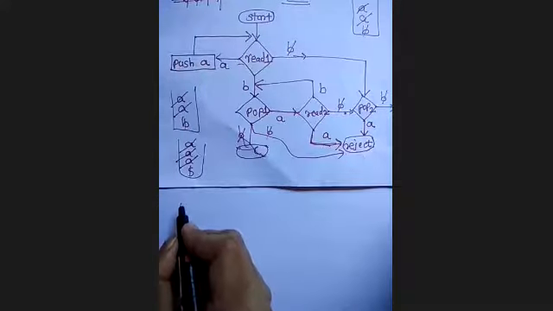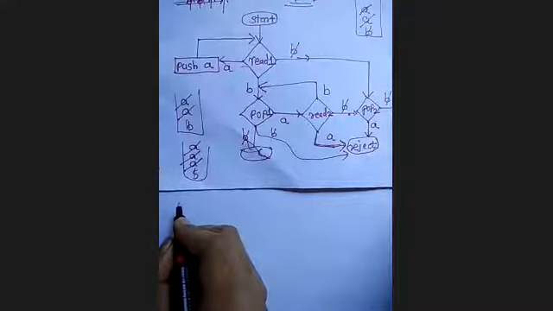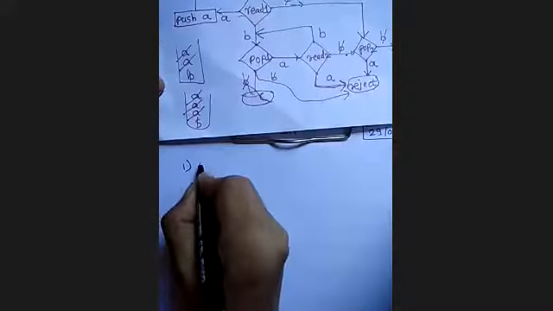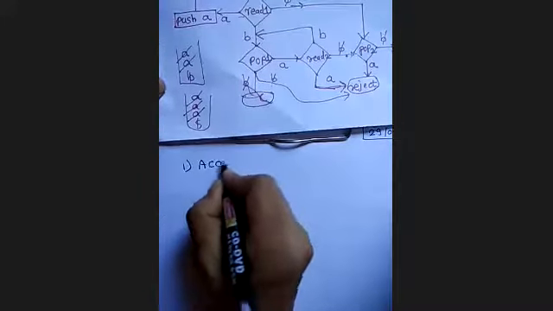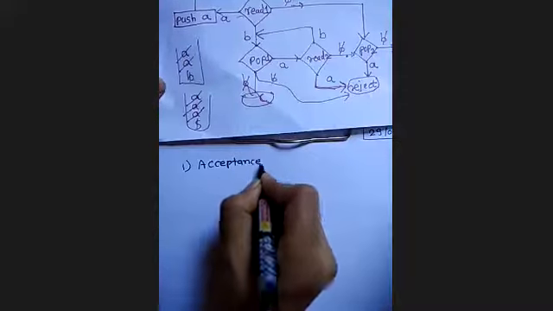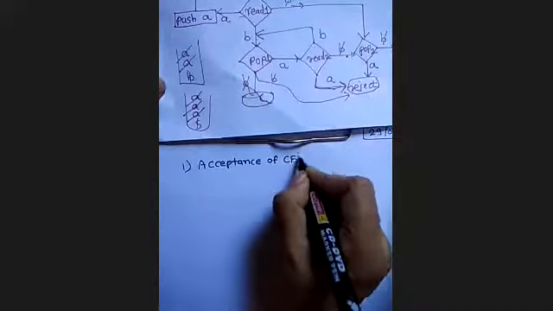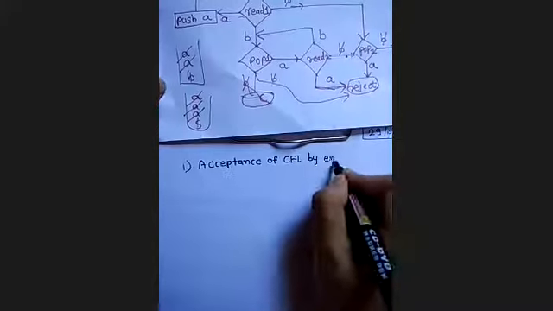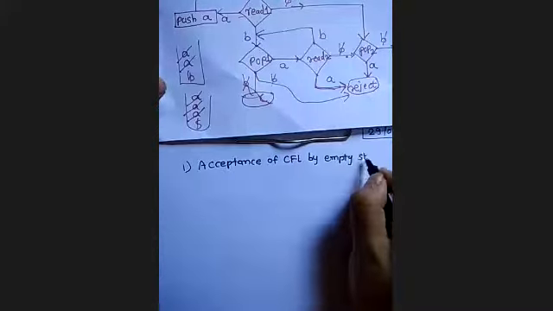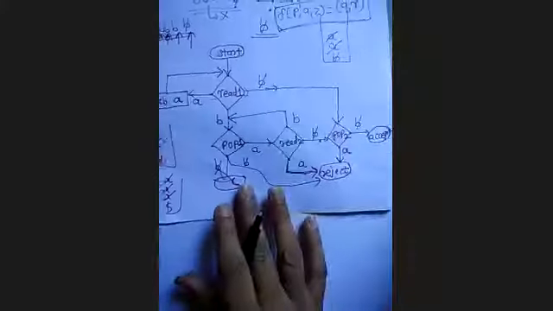there are 2 ways to accept the input string. We have seen that a PDA is designed for context free languages. So there are 2 ways. One is acceptance of CFL by empty stack. For the same example, we'll consider the 2 ways. First is acceptance of CFL by empty stack. This example is using that only.